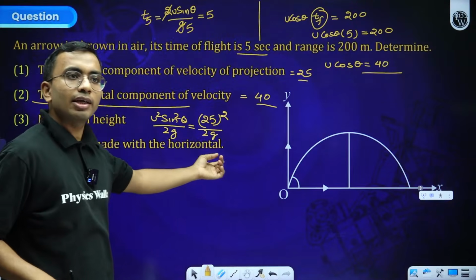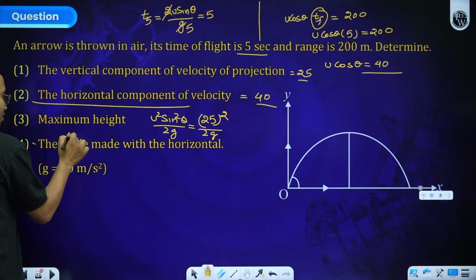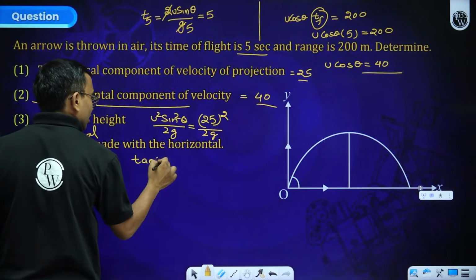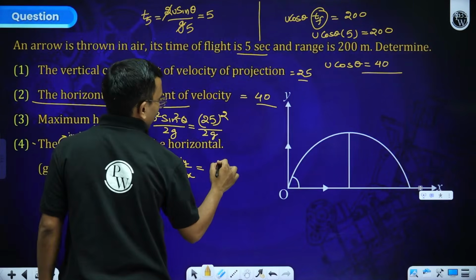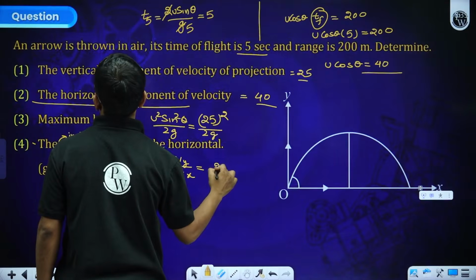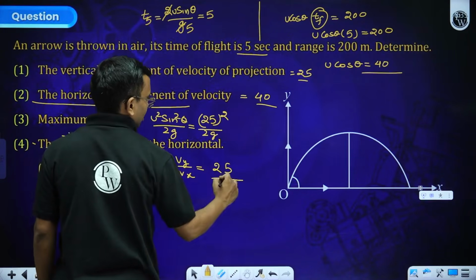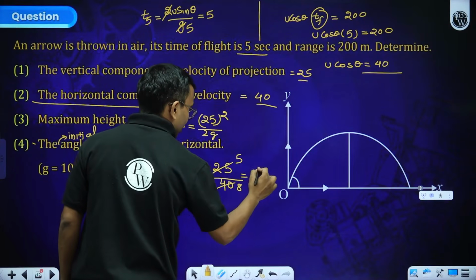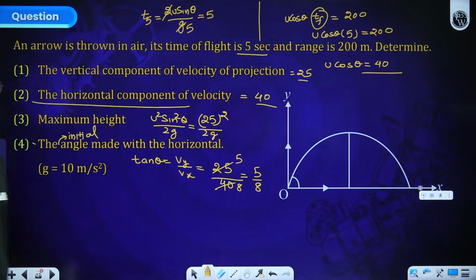The angle made with the horizontal, I think it is asking the initial angle. The initial angle made with the horizontal, tan theta is equal to Vy by Vx. What is Vy? Vy comes out to be 25. Vertical component comes out to be 25. And what is Vx? Vx is my 40. So this is 5 into 5, 5 into 8, 5 by 8, tan inverse 5 by 8.